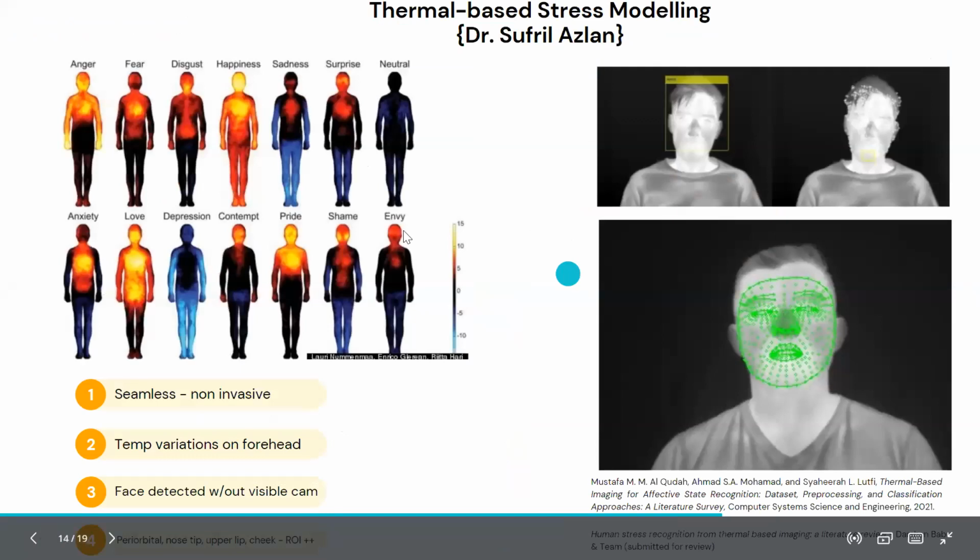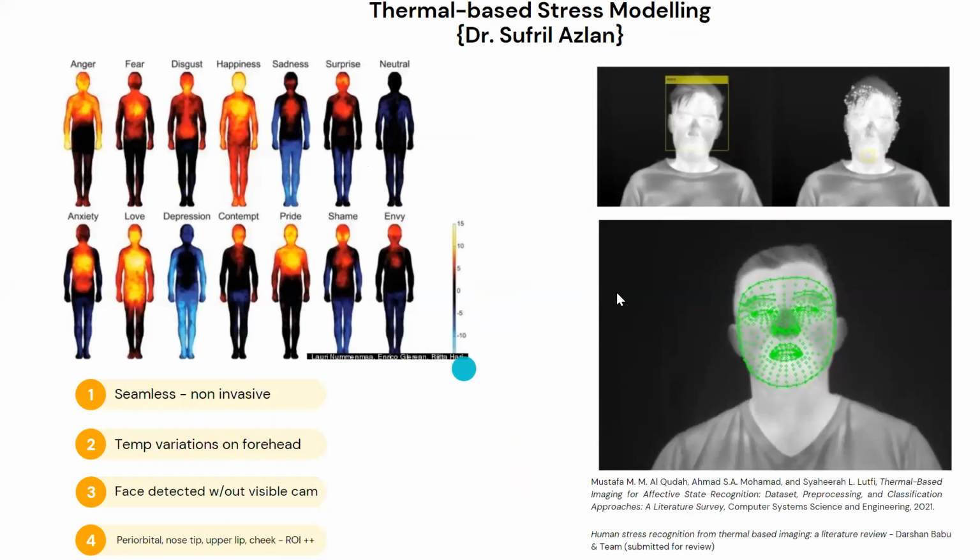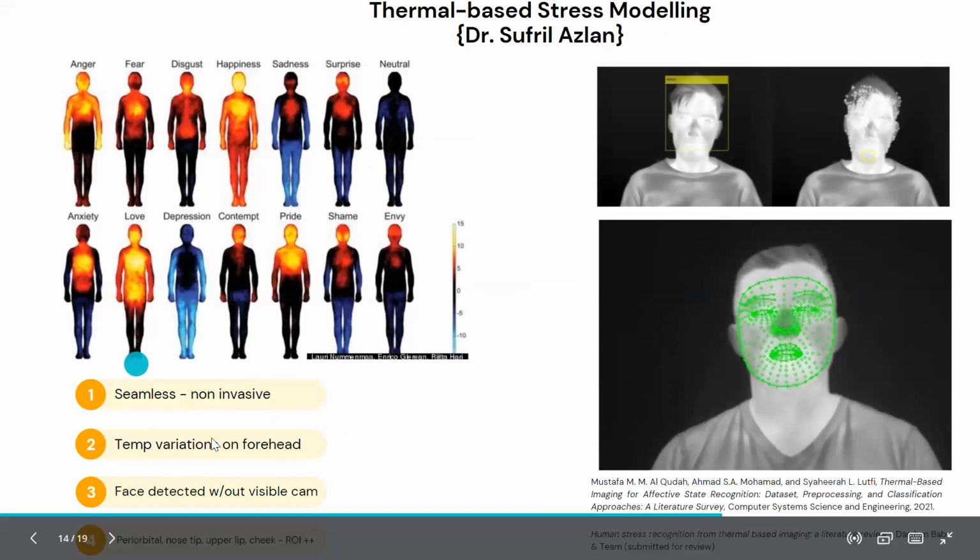This is a work in Dr. Sufril Azlan's lab. He leads this work, and I'm one of the co-researchers. This is on thermal-based emotion recognition, which is less invasive and more seamless.